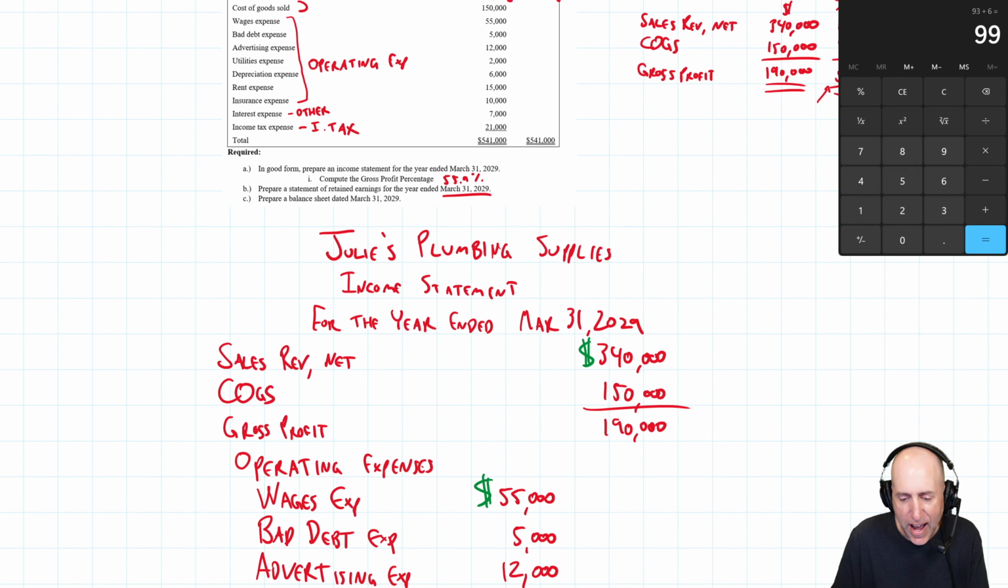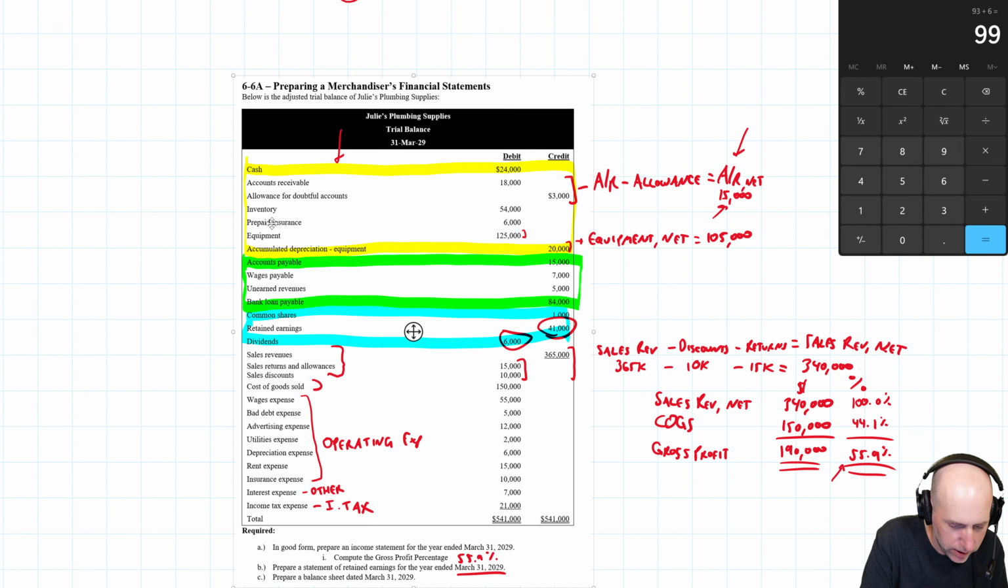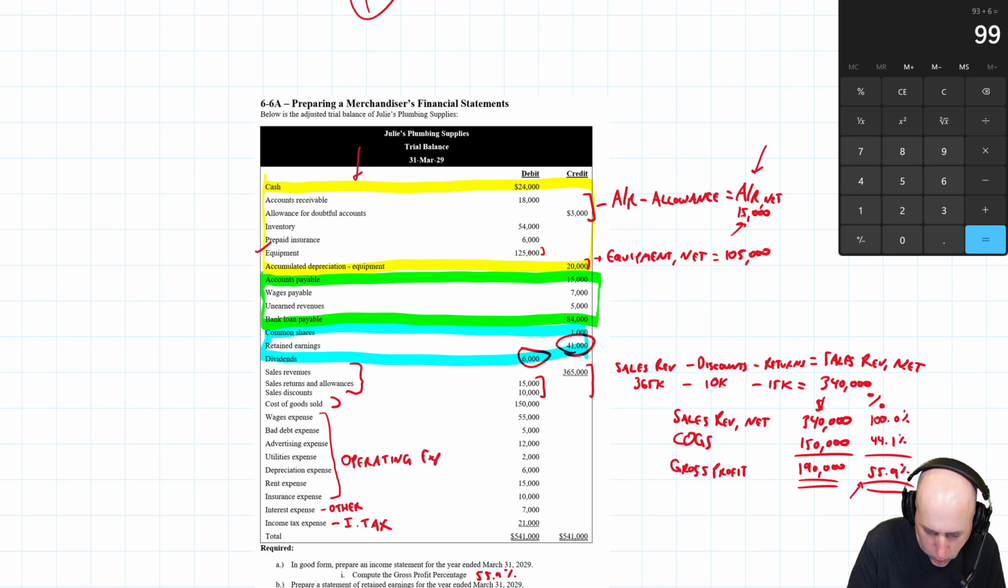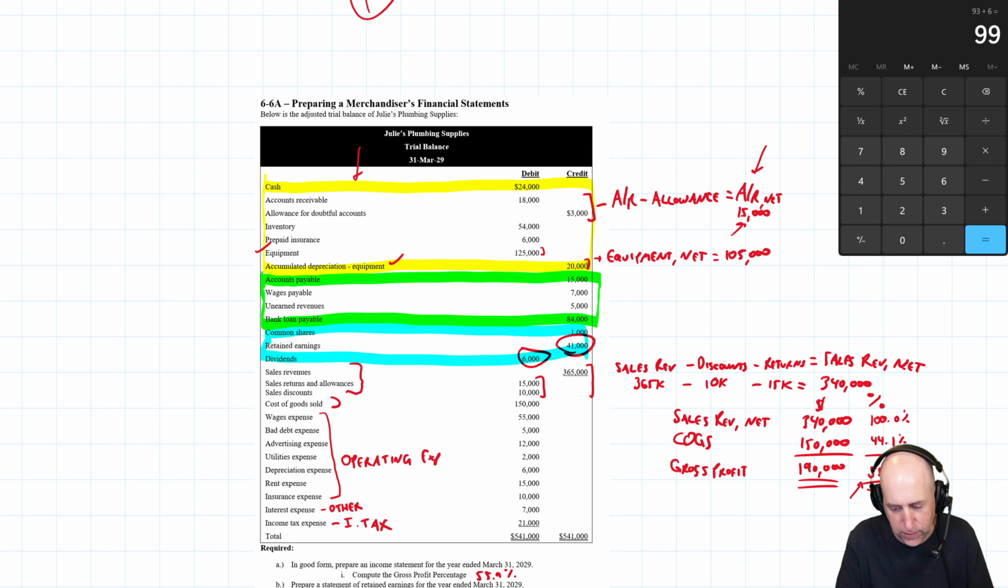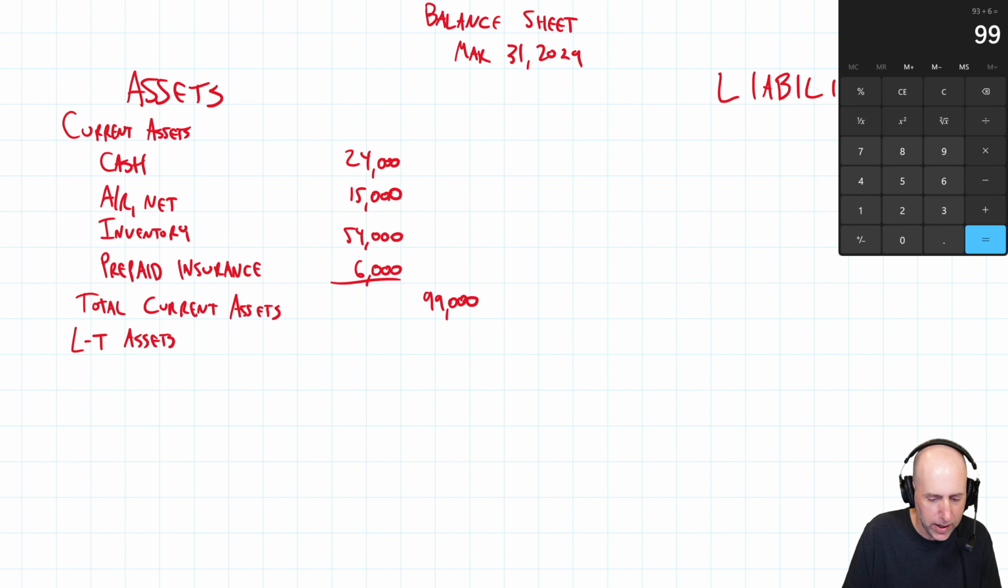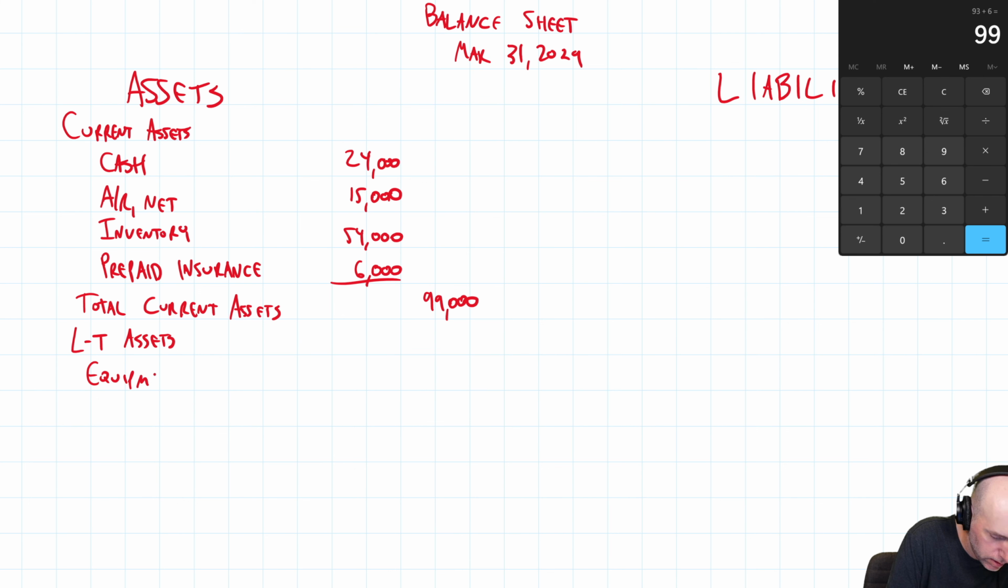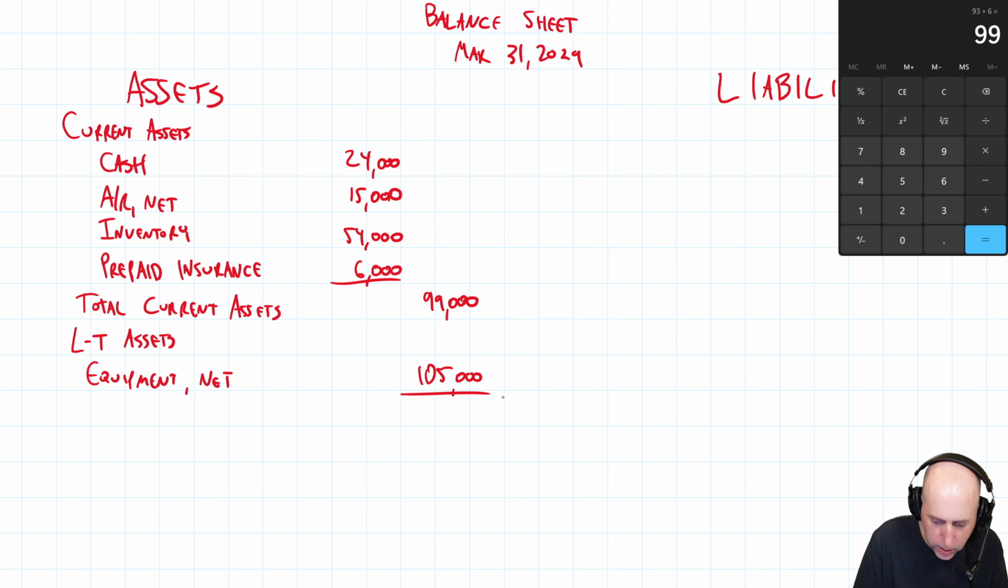And it's just that net equipment, right? We said we had equipment of 125, we had accumulated depreciation of 20. So the equipment net, 125 minus 20, it's 105. So let's plug that one in. We have equipment net of 105. So our grand total here for assets, 99 is our current assets, 105 is our long-term assets.